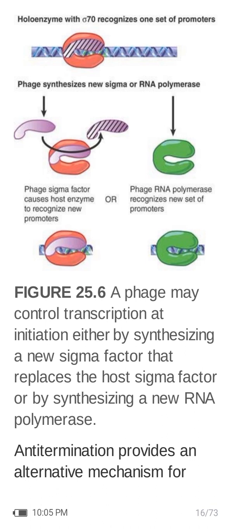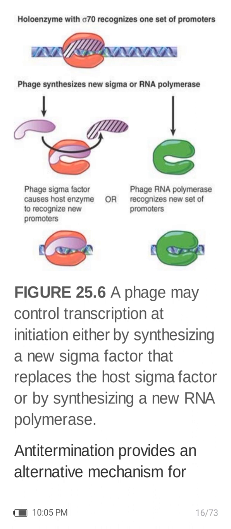Holoenzyme with sigma 70 recognizes one set of promoters. Phage synthesizes a new sigma factor or RNA polymerase. Phage sigma factor causes the host enzyme to recognize new promoters. Phage RNA polymerase recognizes a new set of promoters. A phage may control transcription at initiation either by synthesizing a new sigma factor that replaces the host sigma factor or by synthesizing a new RNA polymerase.